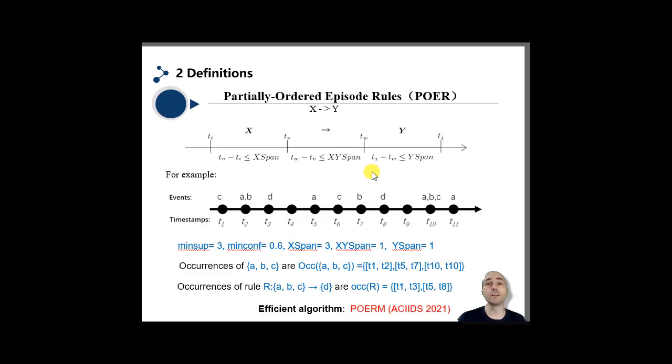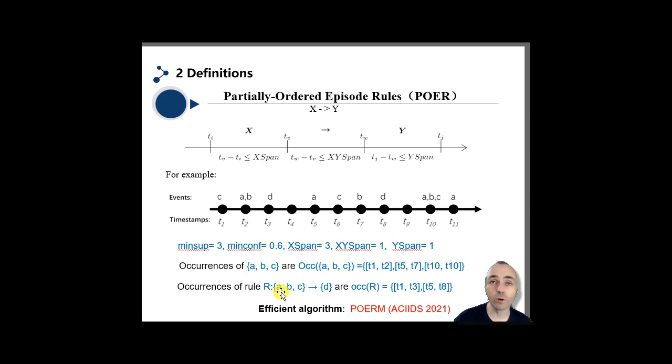So now, in this paper, based on this definition, we previously proposed the concept of partially ordered episode rule, a new type of episode rule. What is special about this rule, very briefly, is that on the left side of the rule there is no order, and on the right side of the rule there is also no order.